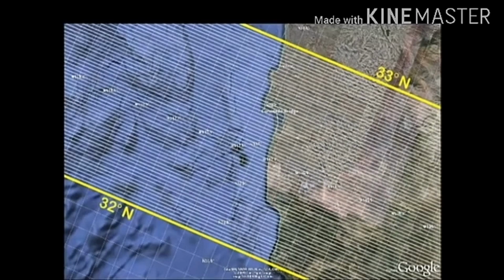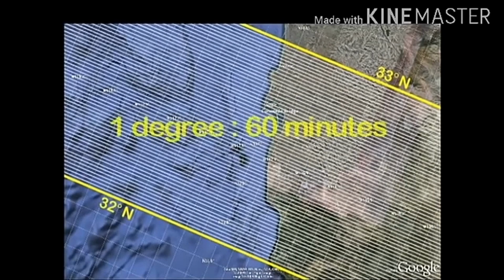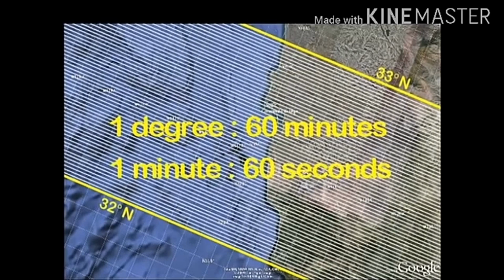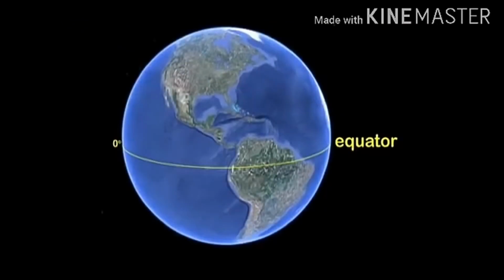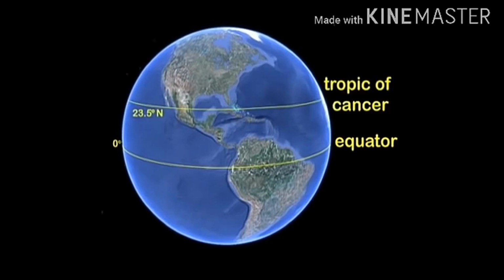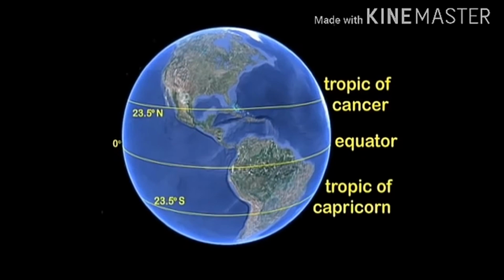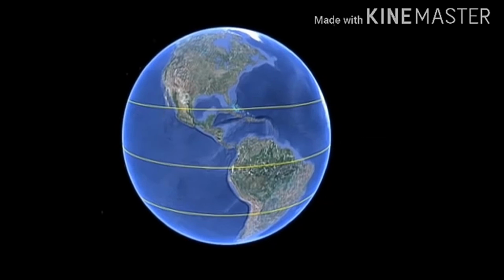So any degree that you see on the map of the earth represents 69 miles on earth. So 1 degree equals 60 minutes, and 1 minute is 60 seconds. Now the line of the equator is at 0 degrees, like you have seen. And we have said earlier that we have Tropic of Cancer, 23.5 degrees north, Tropic of Capricorn, 23.5 degrees south. The equator is at 0 degrees.